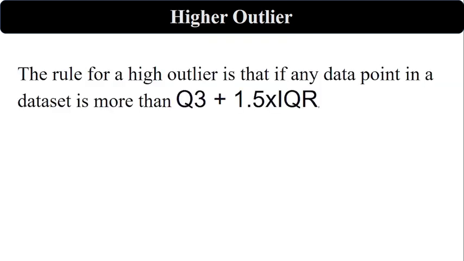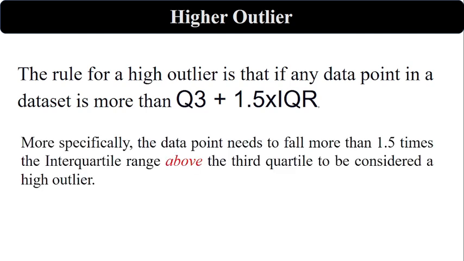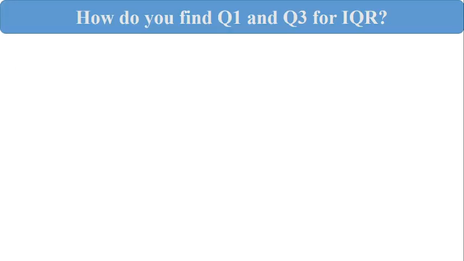The rule for a high outlier is that any data point in a dataset is more than Q3 plus 1.5 times the interquartile range. More specifically, the data point needs to fall more than 1.5 times the interquartile range above the third quartile to be considered a high outlier.